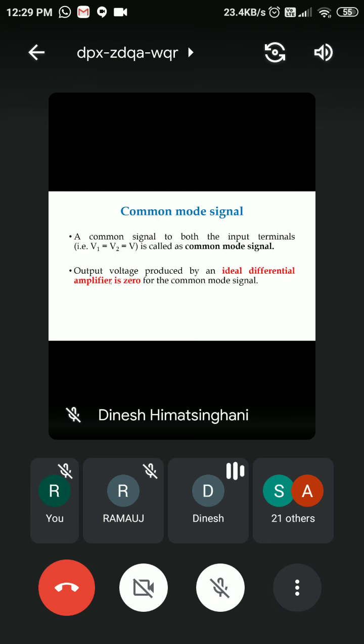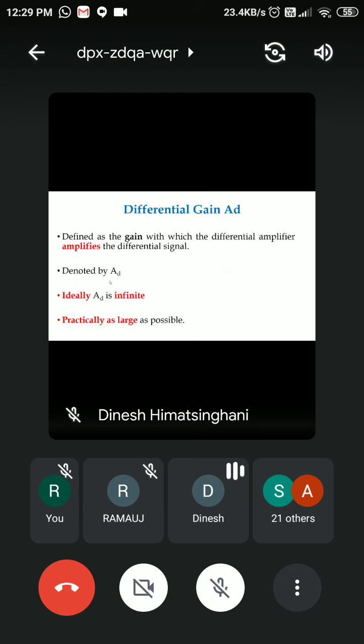Look at the differential gain. It is the gain at which the differential amplifier amplifies your differential signal. The symbol to represent it is AD. The ideal value of differential gain is infinite. Practically, in a practical op amp or a very good op amp, you want this parameter to be as large as possible.